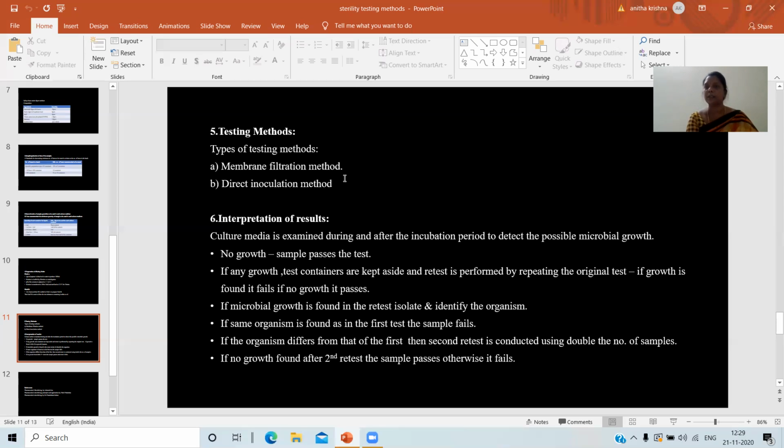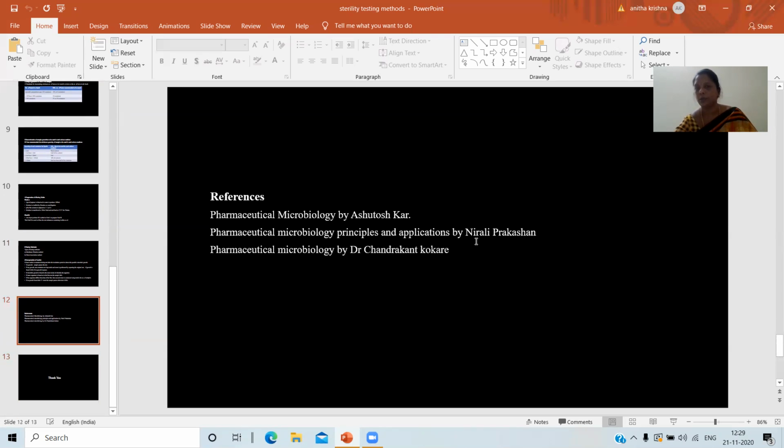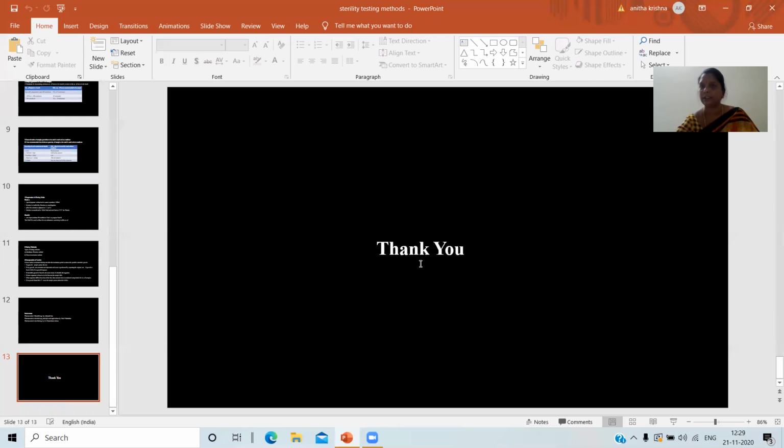With this, we have completed this topic, and you can go through it. You find this topic in different books like Ashutoshkar, Nirali Prakashan, and Chandrakant Kokate. So these are the reference books.